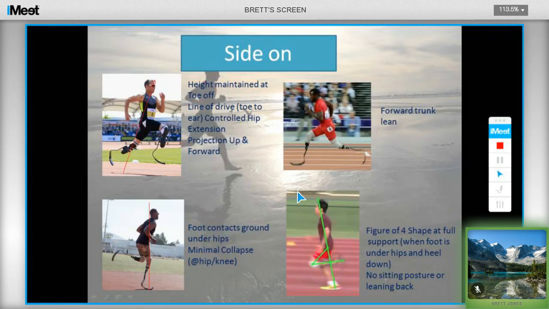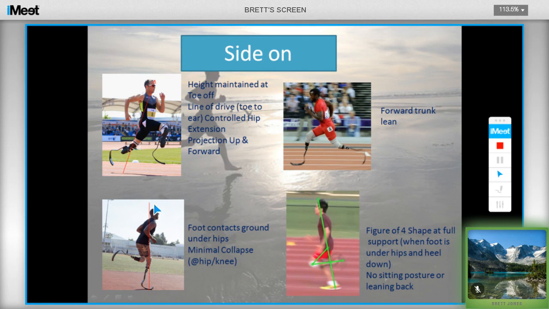From side on, I want to see that there's nice hip height, really good hip height maintained that increases our stride length. There's a strong line of drive from our toe off position all the way through knee, hip, shoulder and ear. And there's a really strong projection up and forward when we run. We also want to see good trunk lean, not over leaning, but just a nice trunk lean and nice long line of drive here. It's beautiful from ear through shoulder, through hip and through knee. Really nice postures and positions.